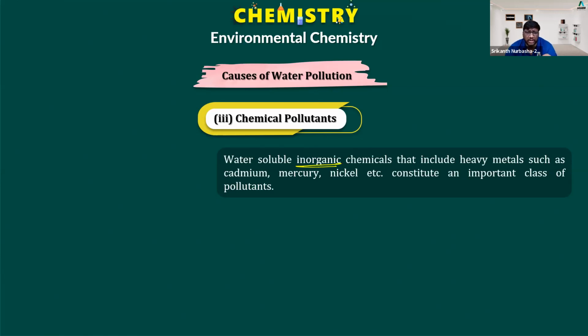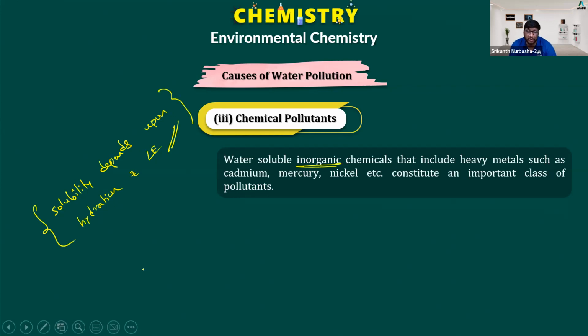They constitute an important class of pollutants, and solubility depends upon hydration enthalpy. So generally, chemicals that include heavy metals such as cadmium, mercury, nickel are soluble in water. Because of that, what is going to happen? You will have more pollution caused to the respective water source.